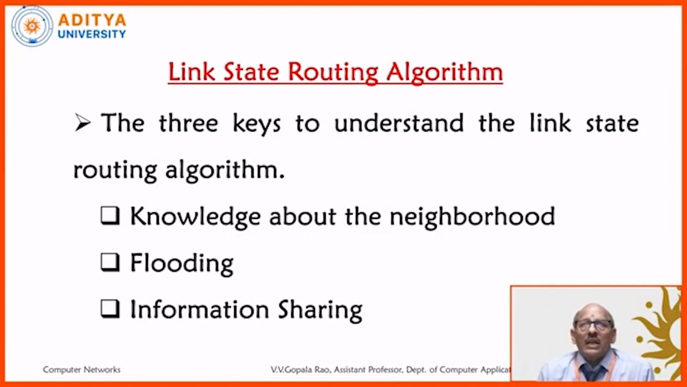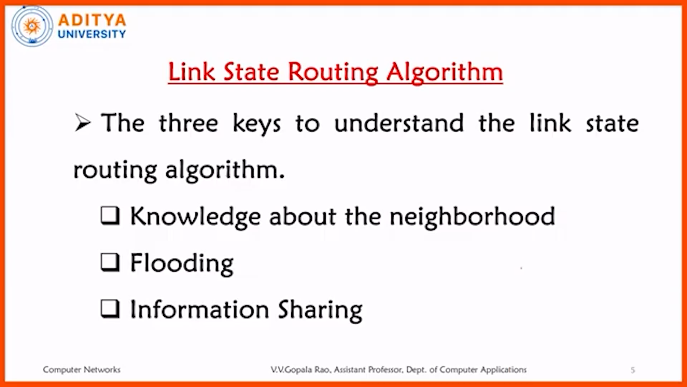There are various algorithms, but we are going to discuss one of them, called the link state routing algorithm. In the link state routing algorithm, there are certain principles the routers have to follow. The first principle is knowledge about the neighborhood. Let us imagine there are routers A, B, C, D, as I showed in the previous network.